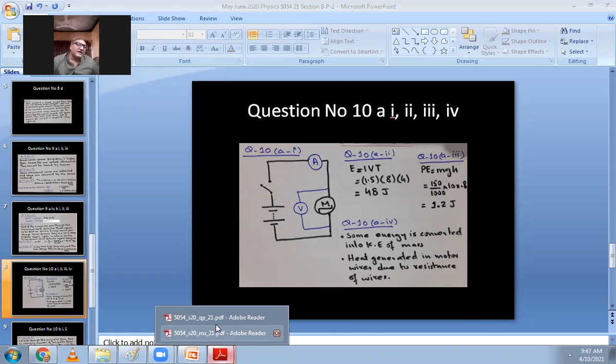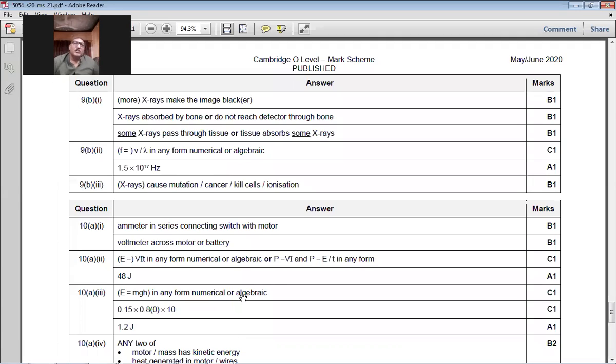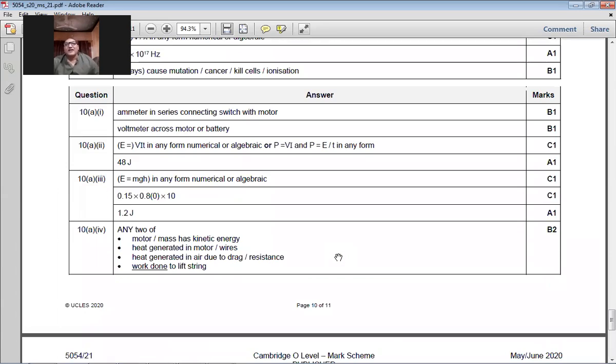So let's check the marking scheme for these two numericals, because this is our philosophy, that whenever you do a question, you should check the marks. Ammeter in series connected with the motor, voltmeter across motor or battery. E is equal to VIT, and the final answer will be 48 joules. Our answer is also 48 joules. And potential energy is mgh in any form, numerical or algebraic. Then you put the values, and 1.2 joules will be the final answer. So hopefully you have understood this.